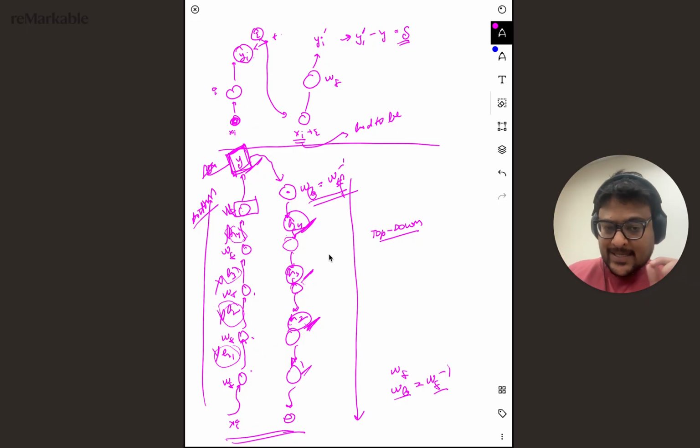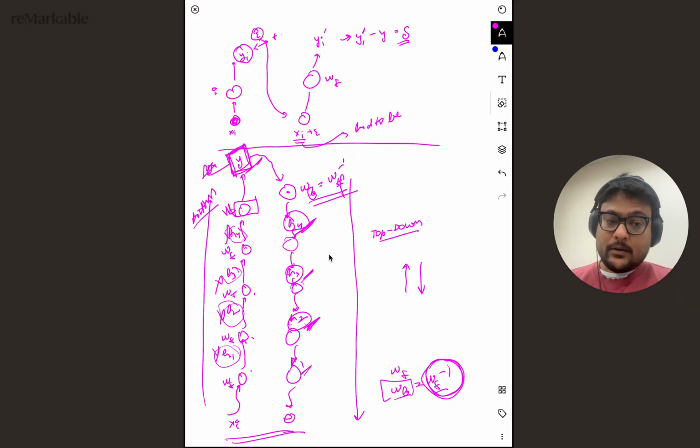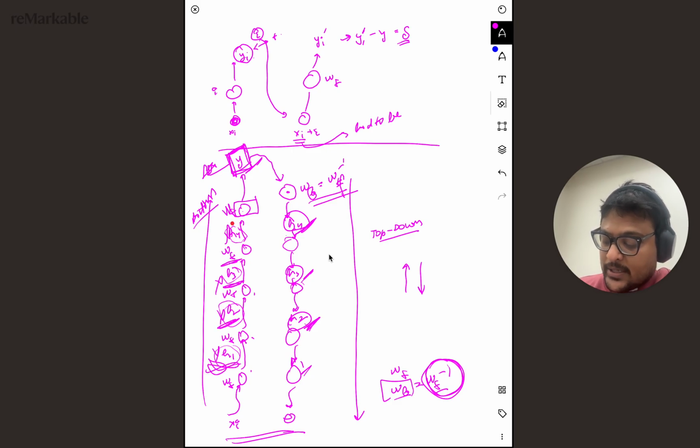So obviously this is a mechanism where you have a bottom up and a top down network, and the top down network has weights which are the inverse of the forward network. The key takeaway from this is that you can get rid of storing these intermediate activities by involving another top down network in which the weights are the inverse of the forward network.